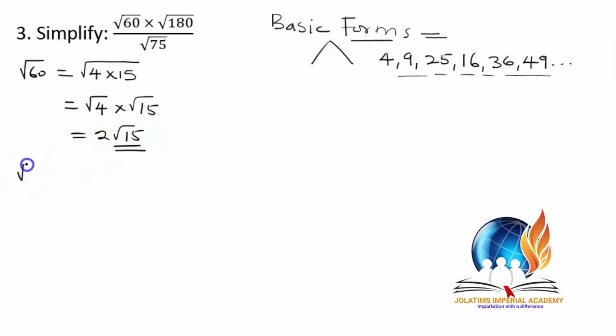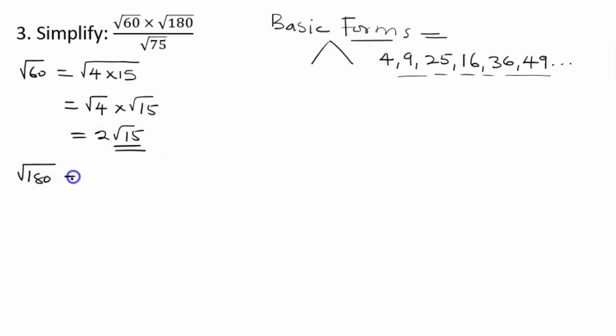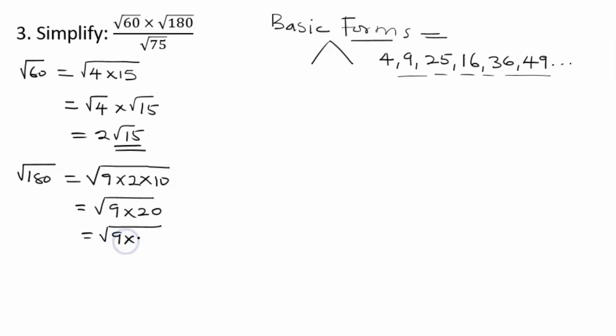Then we also have root 180. Of course, you can go gradually. 9 times 2 is 18, then times 10. You can be cracking it gradually. This is the same thing as 9 times 20. If you look at it again, I can still see another perfect square here, because 20 is 4 times 5.